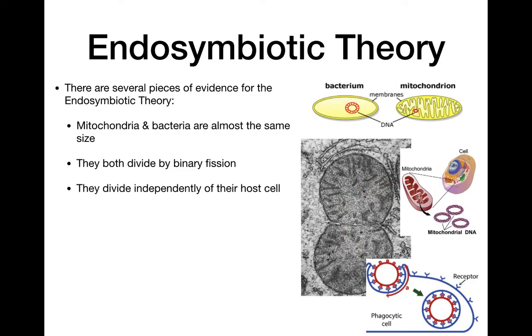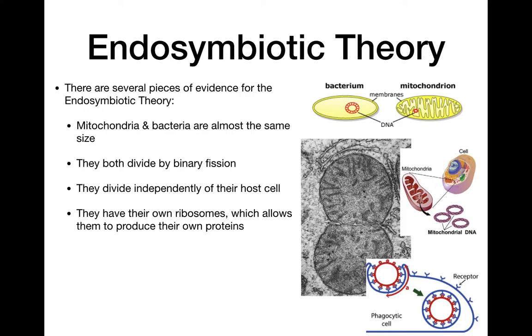They divide independently of their host cell. So the host cell's nucleus controls binary fission for all the organelles of the cell, except for those taken in by endosymbiosis. In that case, it is the mitochondrion in all cells. It'll divide by itself under its own control.